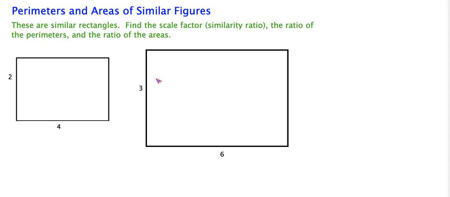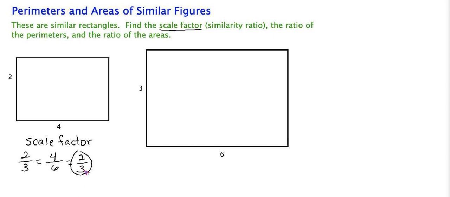The scale factor is the ratio of this width to this width. That would be 2 to 3. So the scale factor is 2 to 3. We could have looked at the lengths instead. That would be 4 to 6. Would that be different? No, those are the same because 4 to 6 simplifies to 2 to 3. So we know the scale factor is 2 to 3.